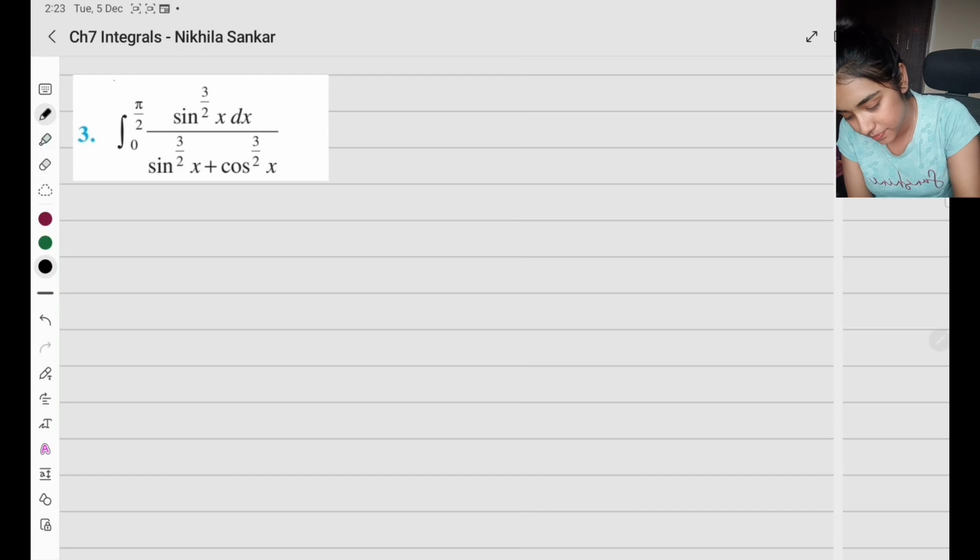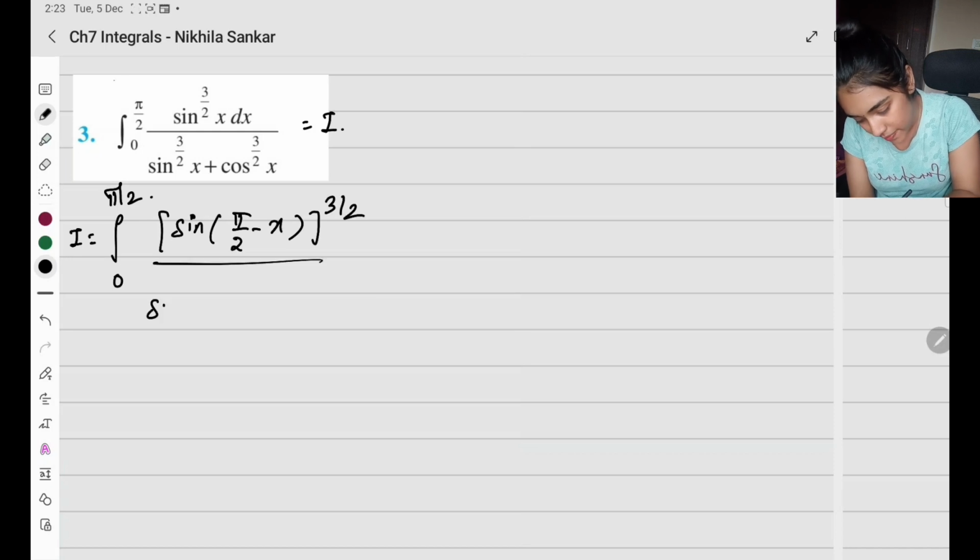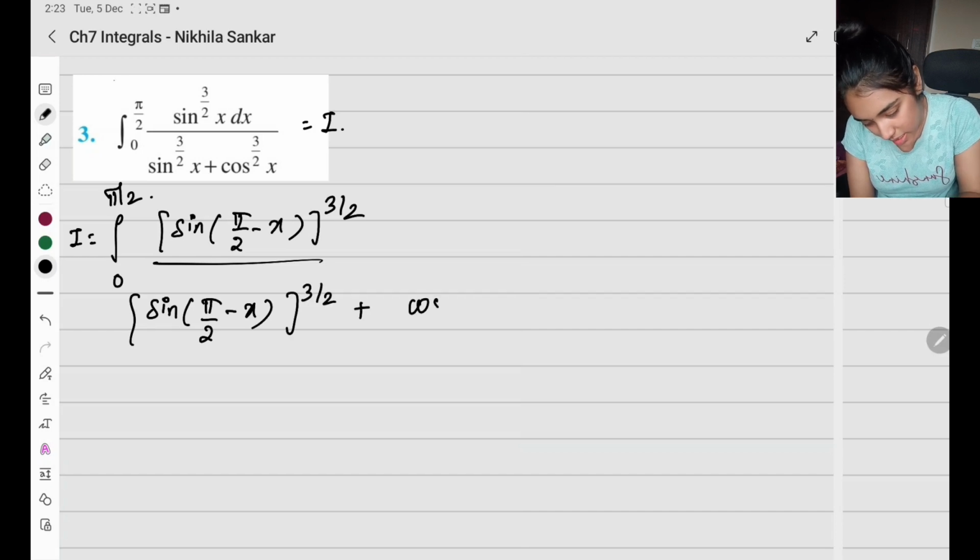So I have, according to the property, I equals, this is also my I equals 0 to pi by 2 times sin, in place of x, pi by 2 minus x to the power 3 by 2, divided by sin of pi by 2 minus x to the power 3 by 2 plus cos of pi by 2 minus x to the power 3 by 2.